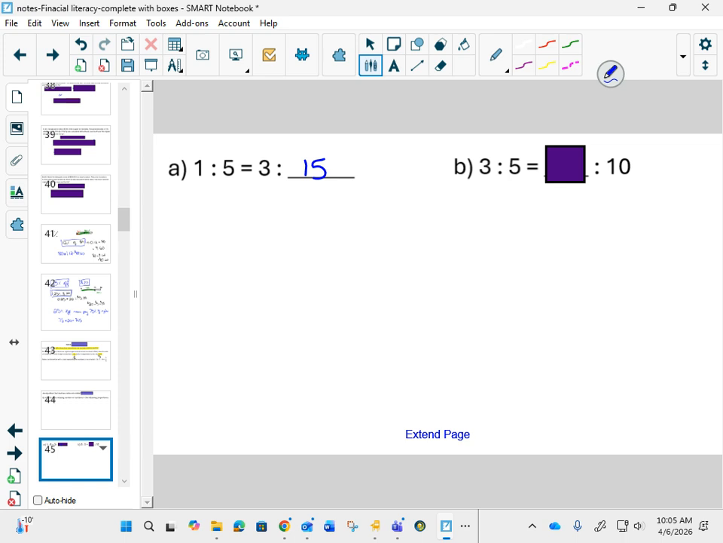Okay, so if I had 1 red dot and 5 blue dots, that's the ratio. 1 red dot for every 5 blue dots. Every time you have 1 red, you have 5 blue. If I had 3 reds, I'd have 5 blue again and again. Does it make sense how many blues I would have? I would have 15 in total. This ratio says for every 1 red, I have 5 blue. Then if I had 3 red, I would have 15.